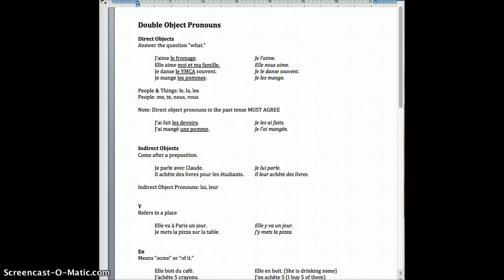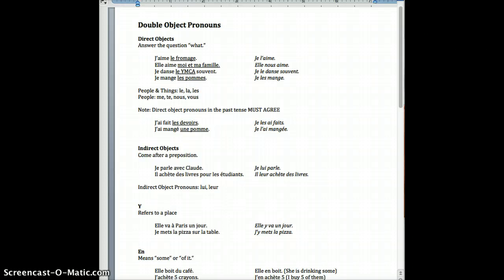Your direct object pronouns come before your verb. As you saw in the example, j'aime le fromage becomes je l'aime. Note, direct object pronouns in the past tense must agree. Look at the example. J'ai fait les devoirs. Je les ai faits. Notice there's an S at the end of fait because it's agreeing with les devoirs. J'ai mangé une pomme. Je l'ai mangée. You have an E at the end of mangée because it is agreeing with une pomme.